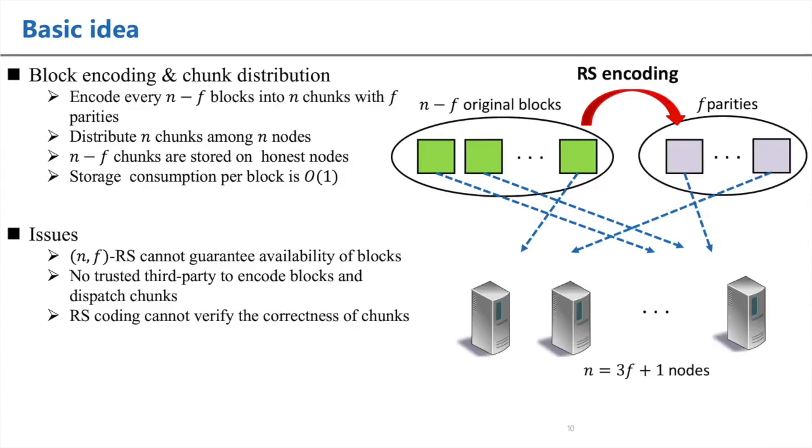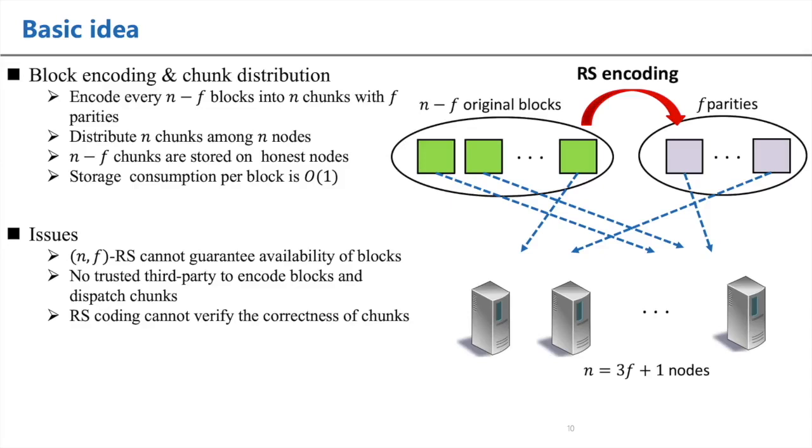We can encode every n-f blocks into n chunks with f parities. Then the n chunks are distributed over n nodes. Thereby, at least n-f chunks are stored on honest nodes, which are sufficient to reconstruct the original blocks. In this way, the storage consumption per block is reduced from O(n) to O(1).